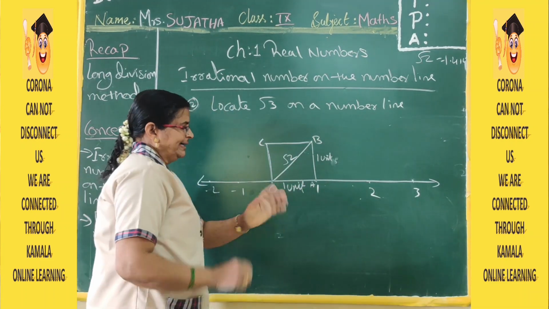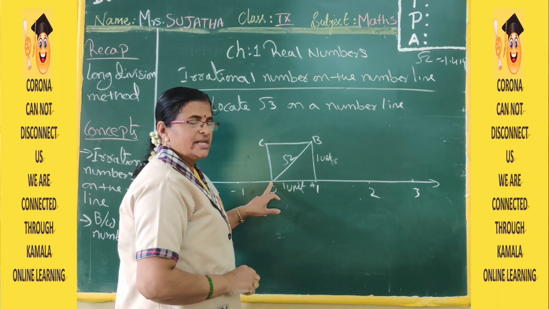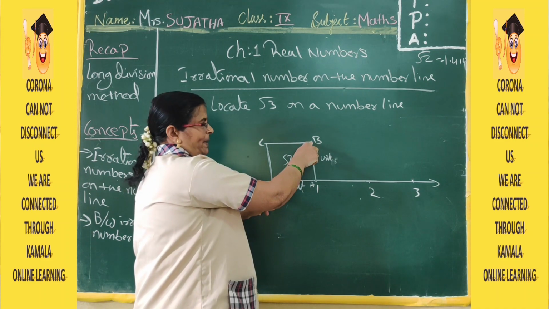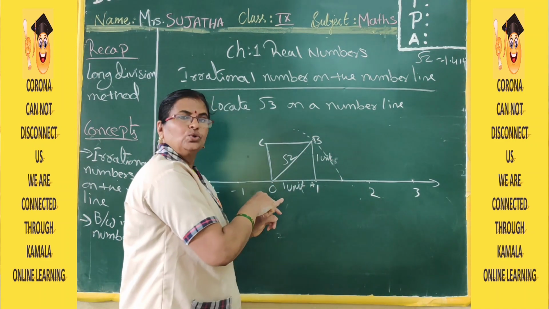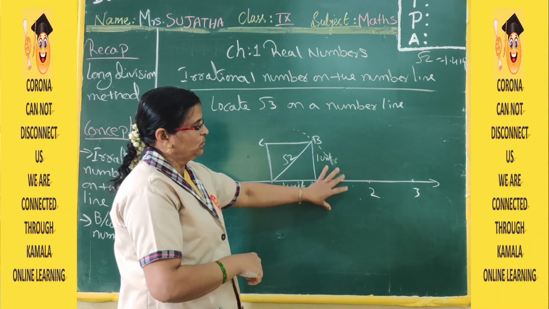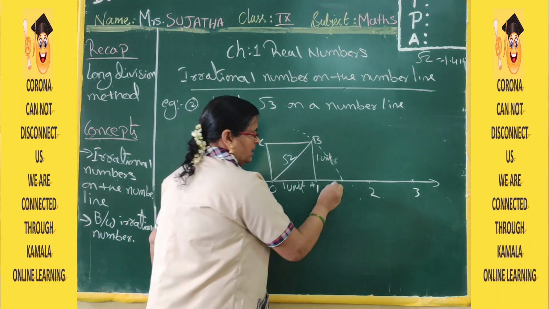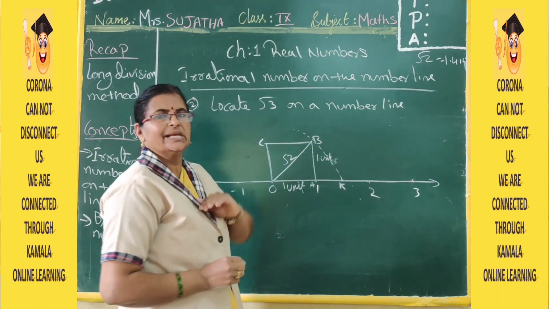So again take the compass. Then take O as the center with the radius of OB, draw the arc. Already we got the root 2 value by using the Pythagoras theorem. Again no need to do. Direct up to here, directly you can do. Okay. Now call it as K point. Now what will you do next?